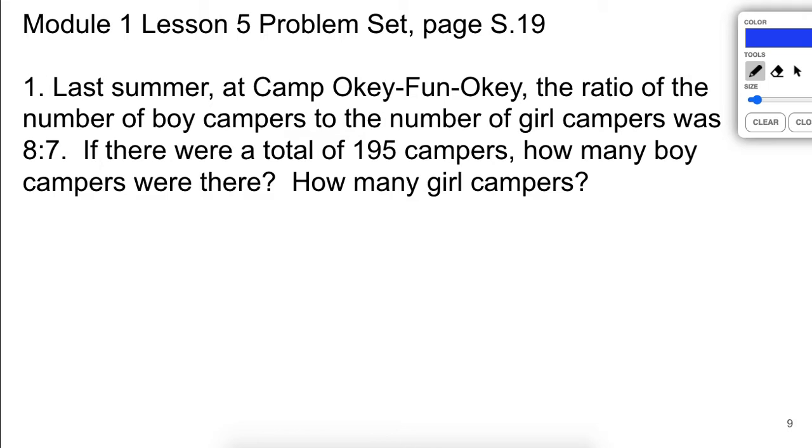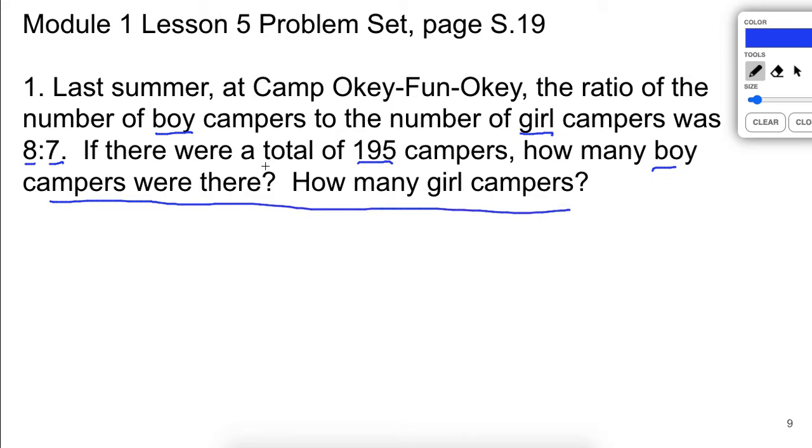Last summer at Camp Okefenokee, the ratio of number of boy campers to number of girl campers, so we have boys to girls, was 8 to 7. Okay, and there were a total of 195 campers. How many boy campers? And how many girl campers? So they want to know how many of each campers were there.